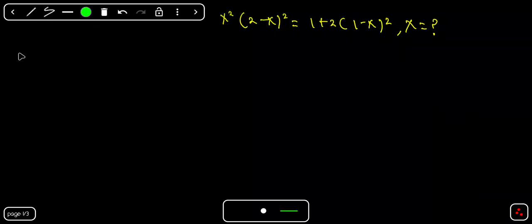So in today's video, we'll be solving this simplified mathematics question, which is x raised to the power of 2 into bracket 2 minus x raised to the power of 2, which is equal to 1 plus 2 into bracket 1 minus x raised to the power of 2. So we have to solve for the values of x.